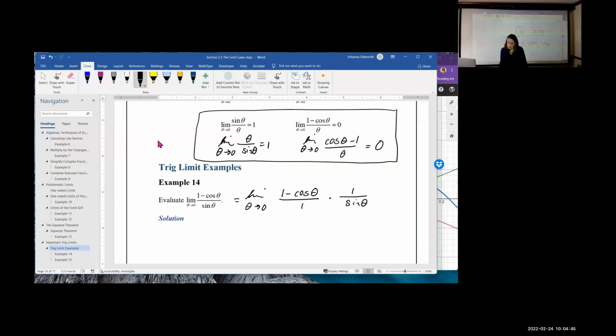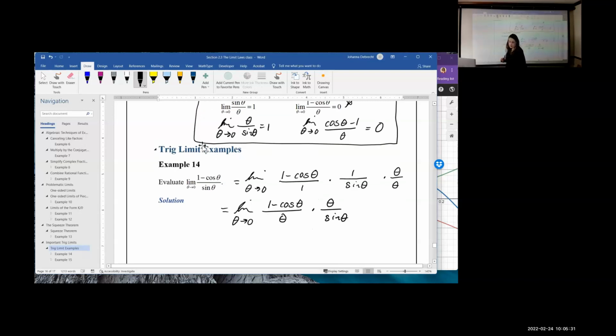Now I can multiply by a form of 1 in order to get the piece that I'm missing. I would have this one on top right here with the star, except I'm missing a theta in the denominator. So I need a theta in the denominator. I have this one in the denominator, except I'm missing a theta in the numerator. So if I multiply by theta over theta, I can split the theta over theta apart. And I can rewrite this as the limit as theta goes to 0 of 1 minus cosine theta, pull the denominator theta to there, and pull the numerator theta to there. Right? It's just a technique, right?